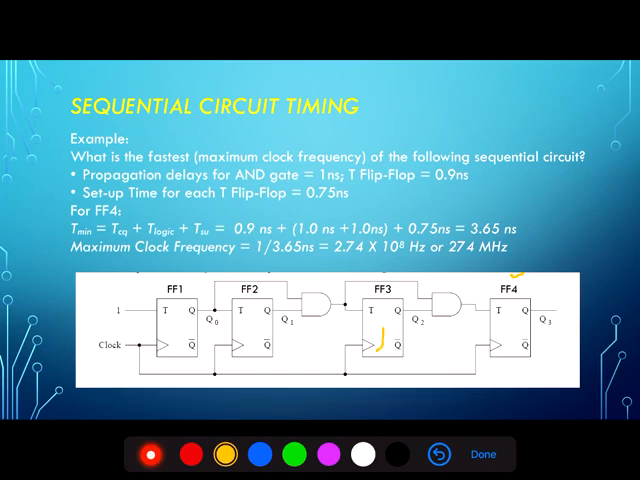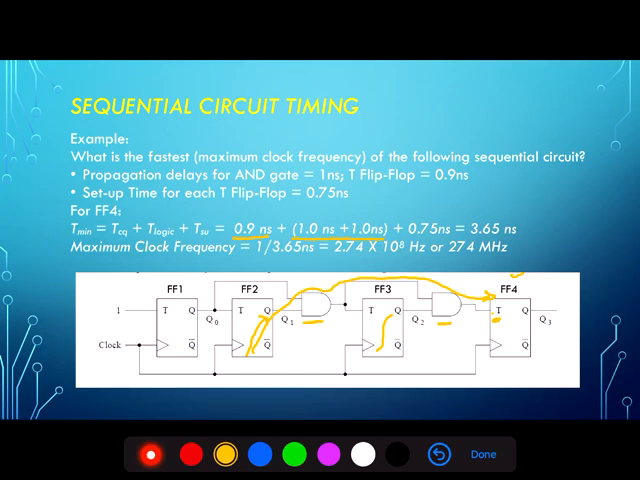Well, ordinarily we would take the propagation delay through flip-flop 3, but if we look at the worst case scenario here, really the worst case pathway, or the slowest pathway to setting up the input to flip-flop 4, is here from flip-flop 2, where we have the propagation delay, or TCQ, through the flip-flop. Then we have a delay through one AND gate, a delay through another AND gate, and finally the setup time.